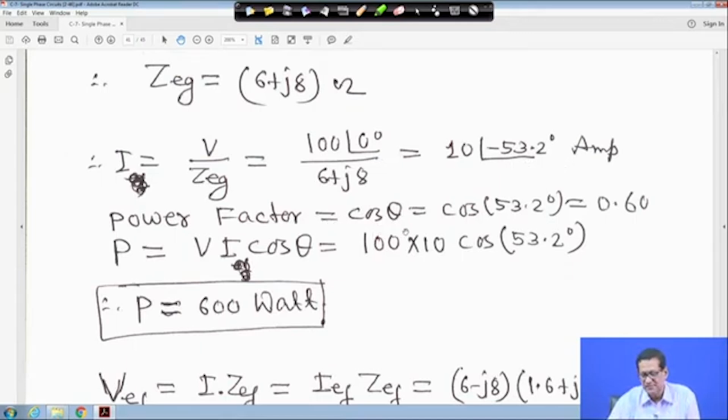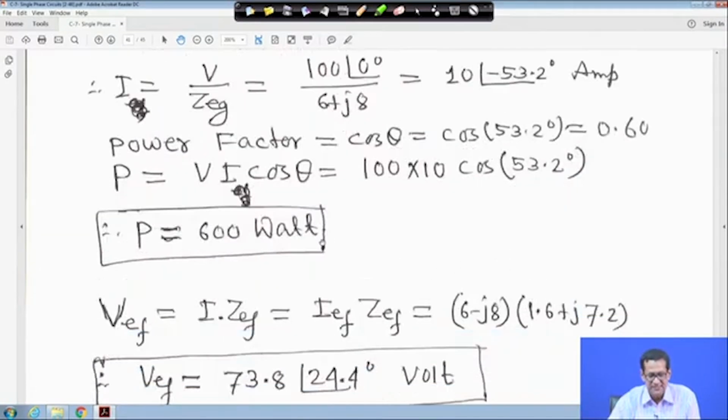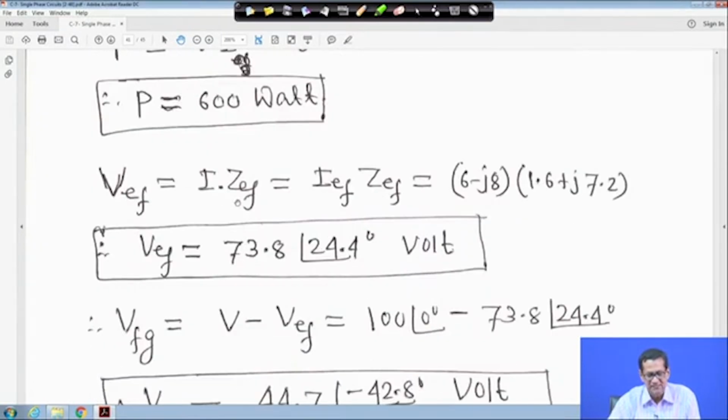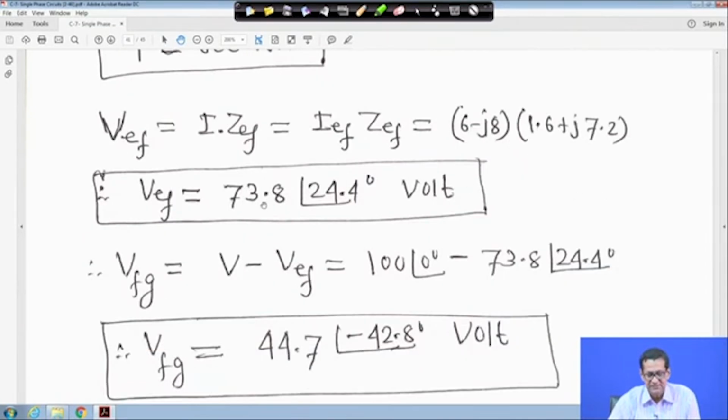So power factor is equal to cos theta. The angle between the voltage and current is 53.2 degree lagging. So it is 0.60, right, and P is equal to VI cos theta. So 100 into 10 cosine 53.2 degree. So P is equal to 600 watt, right. Next is VEF is equal to I into ZEF. The I is equal to IEF, I told you at the beginning. So it is 6 minus J8 into 1.6 plus J7.2. So this is 73.8 angle 24.4 degree volt.